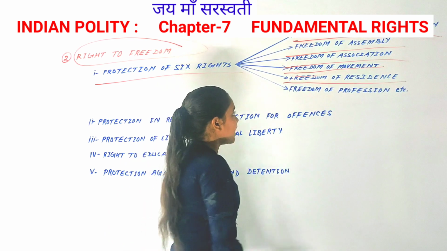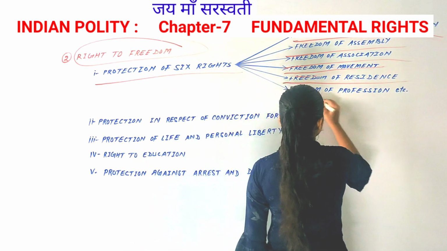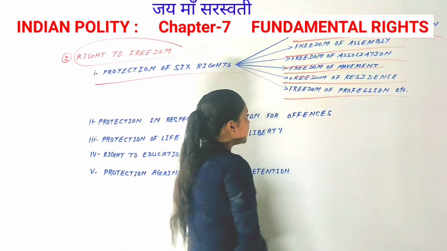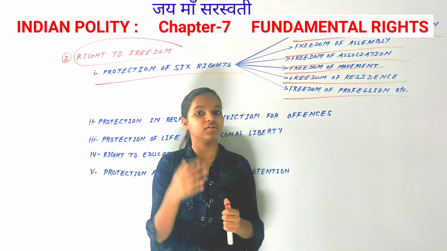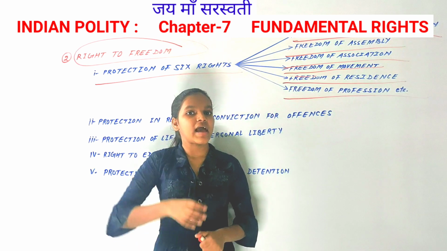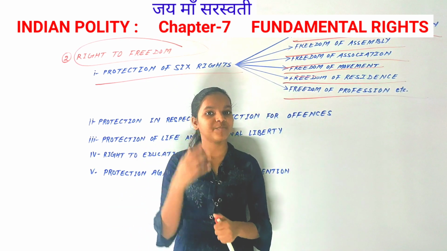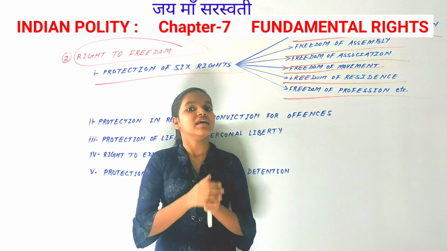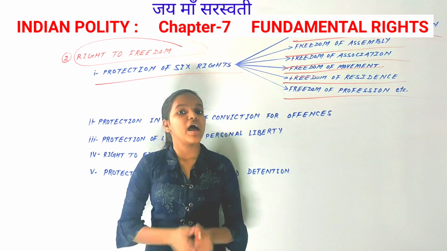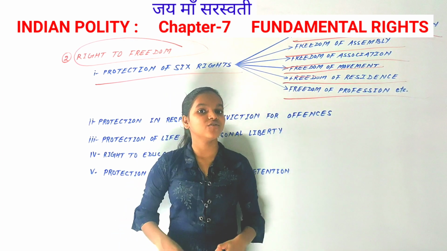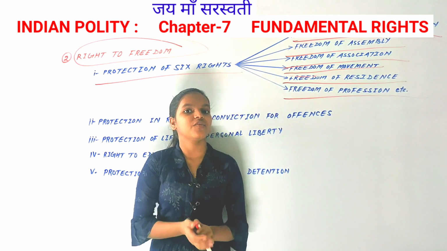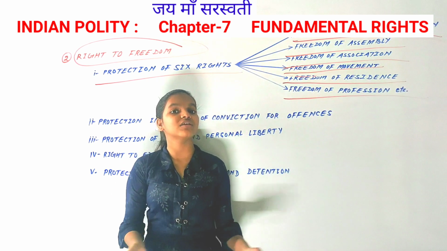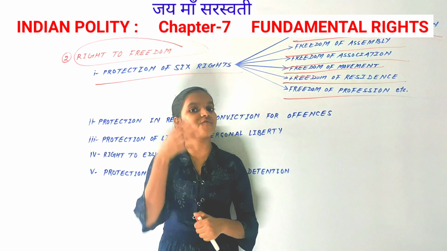And next and last is freedom of profession, etc. This right says that every citizen of India has freedom to propagate any profession, trade, business. It depends on him. You can say that every citizen of India has the right to propagate any business, any profession, and it is a very wide concept. It includes all means of earnings of a person.